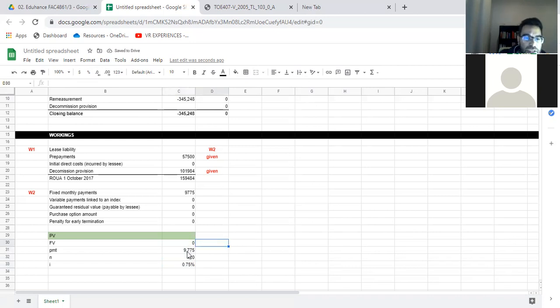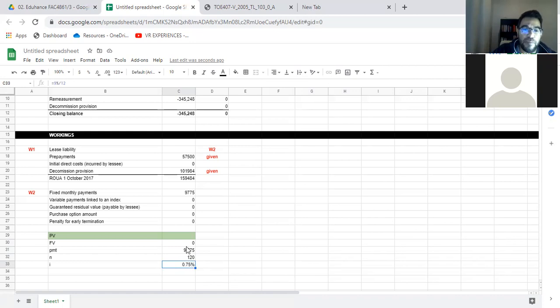So just take note. Here you can see PMT is a monthly amount. N refers to the number of monthly periods. These are 120 monthly periods because we have a monthly payment. And I is a monthly rate. So just make sure PMT, N, and I always talk to each other.